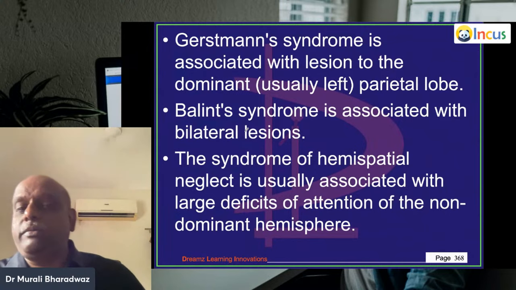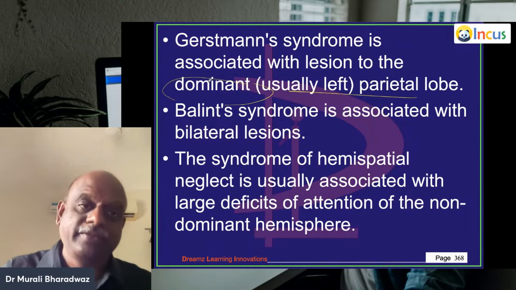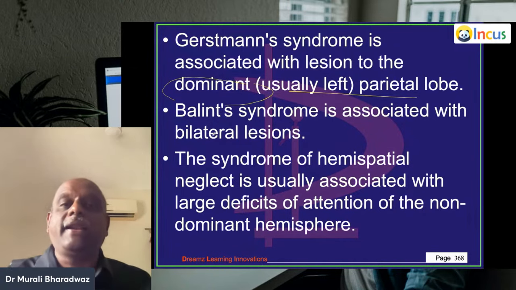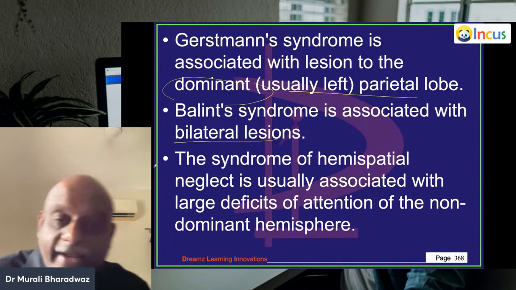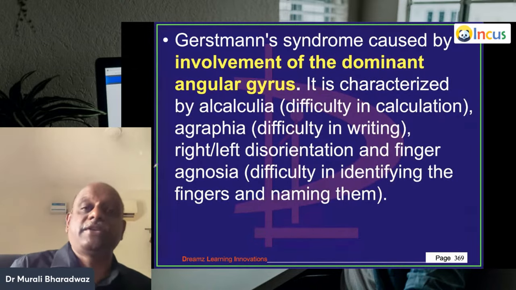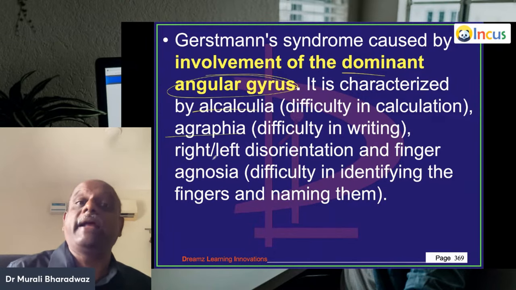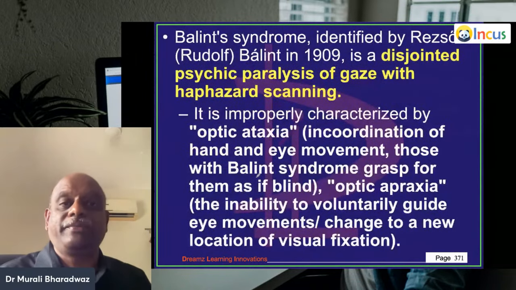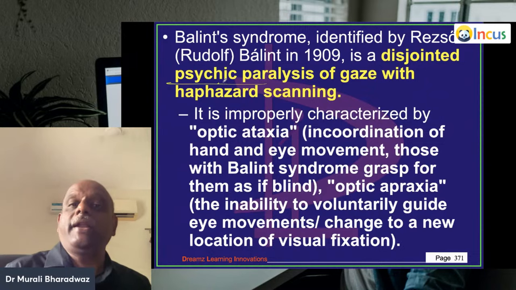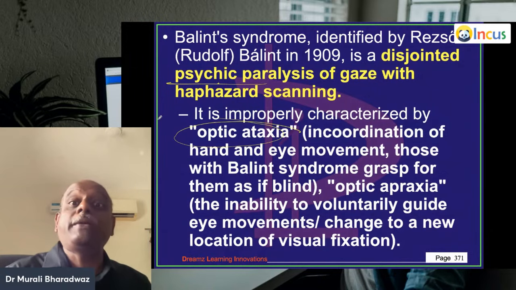So what is Gerstmann syndrome? It is a lesion of the left parietal lobe, which is the dominant parietal lobe in a right-handed individual. Balint syndrome means bilateral parietal lobe lesions. Typically when a parietal lobe lesion is there, hemispatial neglect is a classical feature. Gerstmann is due to the dominant angular gyrus: acalculia, agraphia, right-left disorientation, finger agnosia. They're all the features of Gerstmann syndrome. In Balint, there is a disjointed psychic paralysis of gaze with haphazard scanning. It's called optic ataxia, optic apraxia in Balint syndrome.